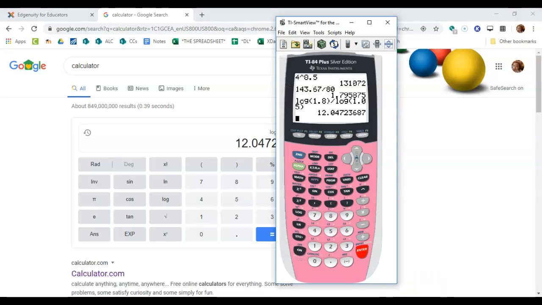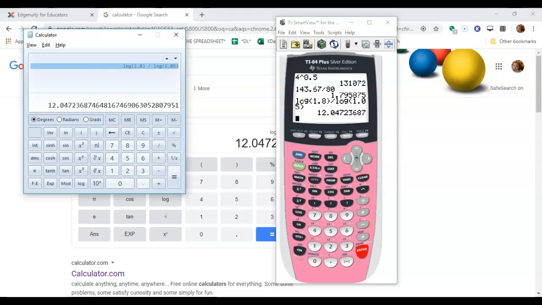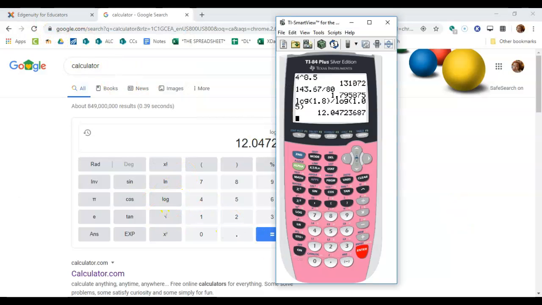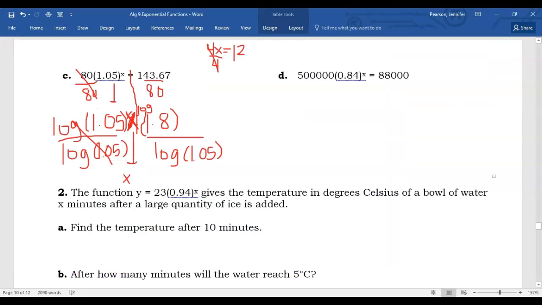So if you don't have one of these expensive $100 calculators, any calculator on your phone, if it has a log button, or a computer if it has a log button, or if you Google calculator, that one has a log. If for whatever reason you can't get a log button, you're just using a basic 4-function calculator, I'm going to show you 2 other ways that we could solve this without a log button.